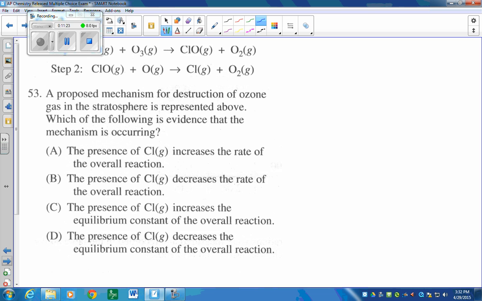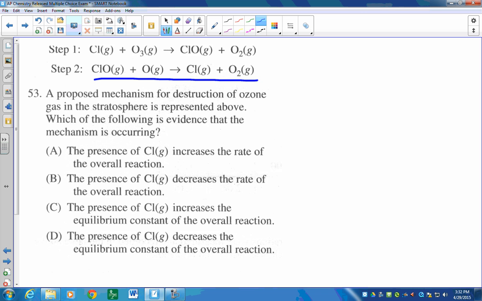No, that was 52. Oh, a proposed mechanism, let me move this down, for the destruction of ozone gas in the stratosphere is represented above. Which of the following is evidence for the fact that the mechanism is occurring? Now, I want to get the overall reaction by adding these. So this cancels this.